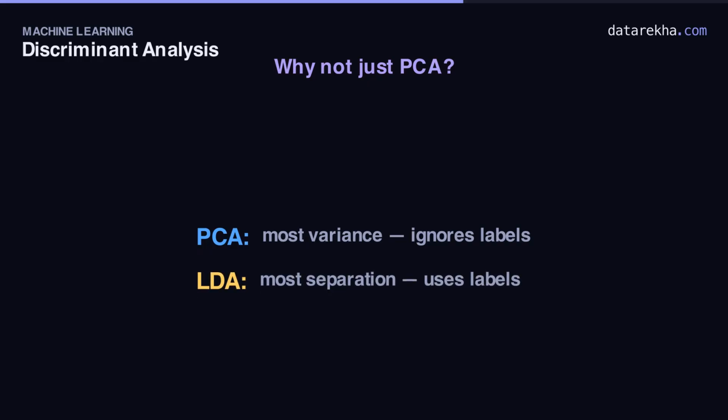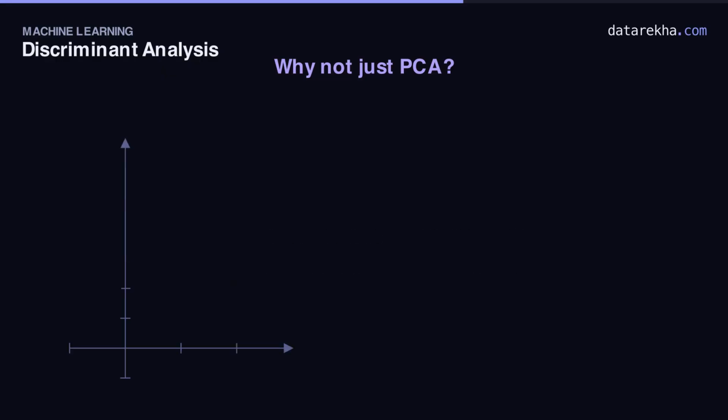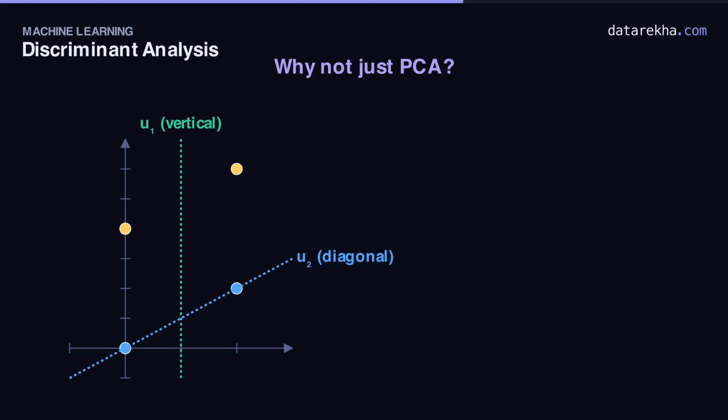Because PCA chases the direction of most variance and never looks at the labels. LDA chases the direction of most separation using them. They can point completely different ways. Let me show you exactly when. Here's the trap. 4 points, class 1 low, class 2 high. The data spreads most along the diagonal, so PCA would pick that. But the two classes are separated vertically. Compare two candidate lines: the vertical U1 and the diagonal U2, the high variance one PCA loves.